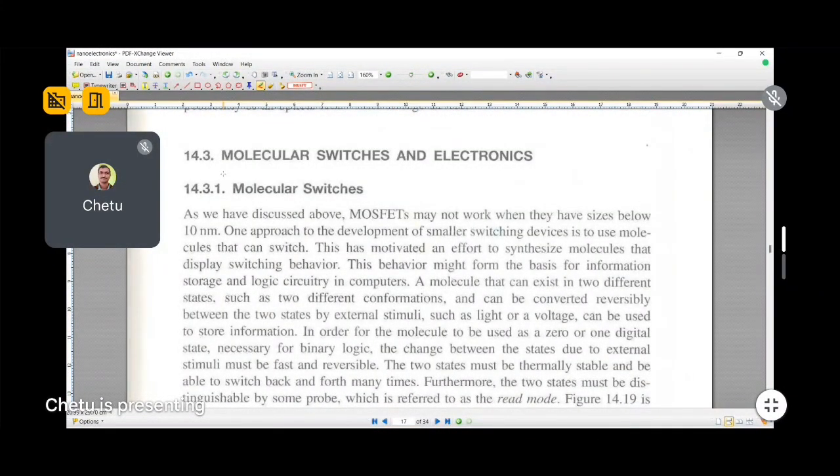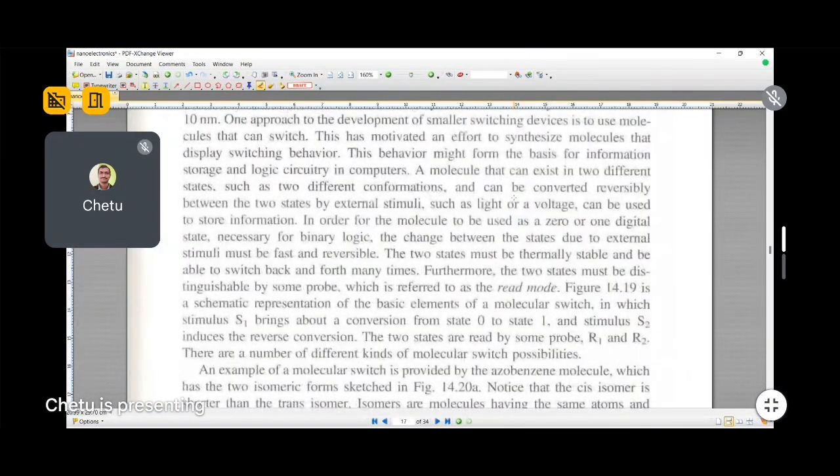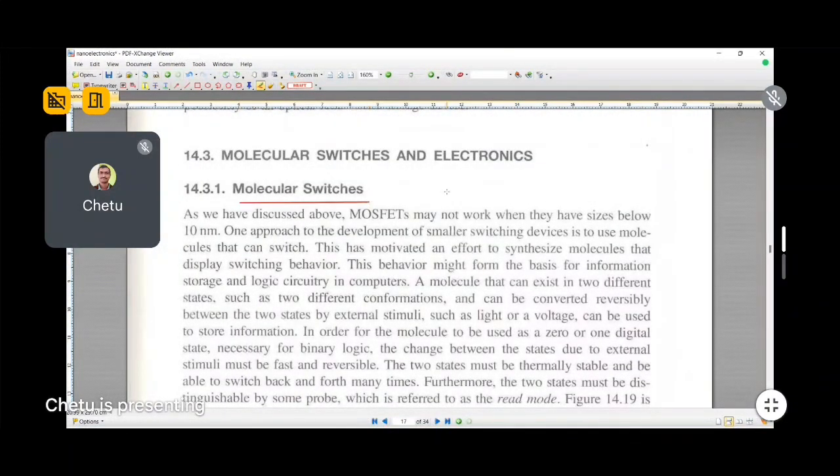Then there is one more category called molecular switches and electronics. So how are molecular switches used? Our solid state MOSFET may not work below 10 nanometer dimension because whatever kind of doping profile you have, the gate dimensions will be larger, and they have some threshold value. So you cannot make the gate dimension smaller than that. And if you reduce the overall dimension of the transistor, the drain and source dimensions will reduce, but the gate dimensions will remain as they are.